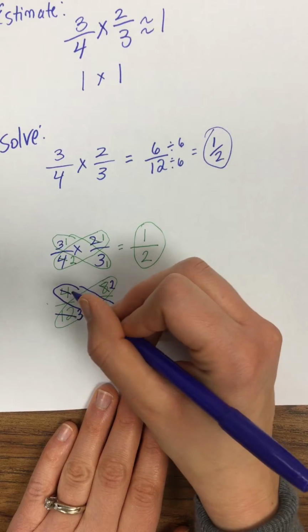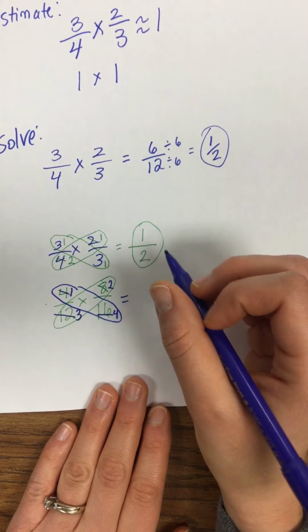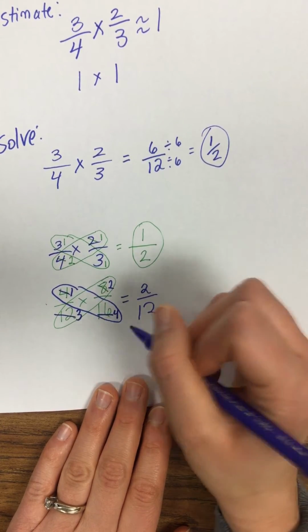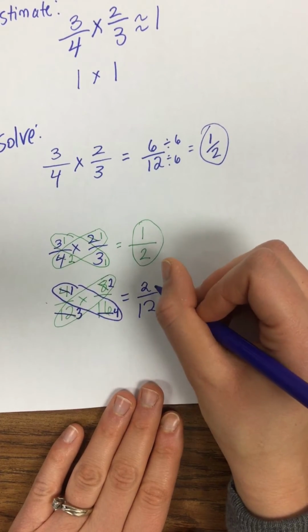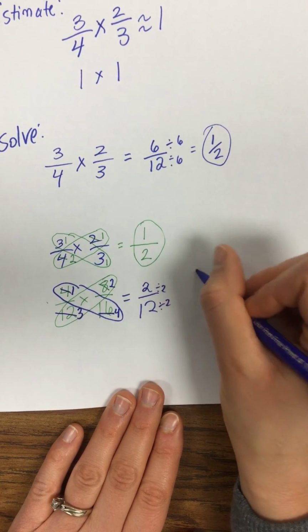4/16. And you can divide them both by 4, you get 1 and 4. And so when I multiply straight across, I'm going to get 2/12. I'm still going to have to simplify, but this helps me break it down to where I just need to divide by 2 again to get 1/6.